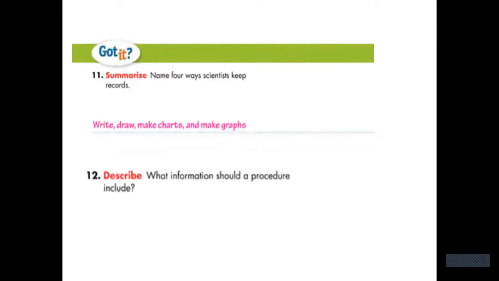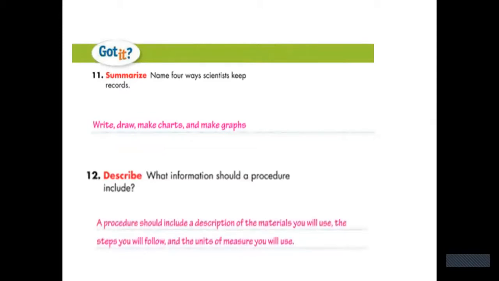Now question number 12. What information should the procedure include? A procedure should include a description of the materials you will use, the steps you will follow, and the units of measure you will use. Now I want to show you a video here.